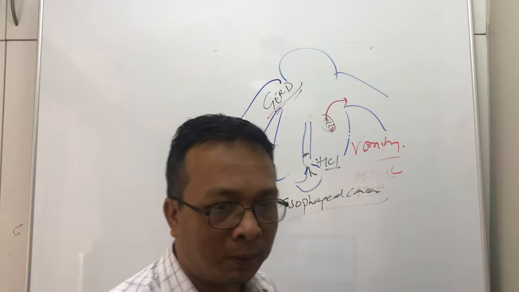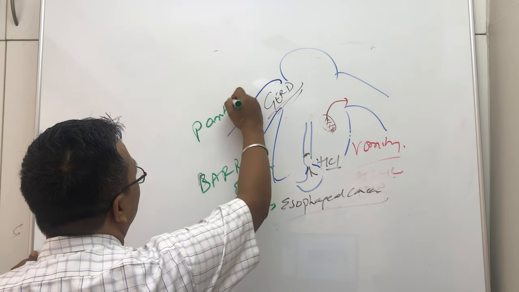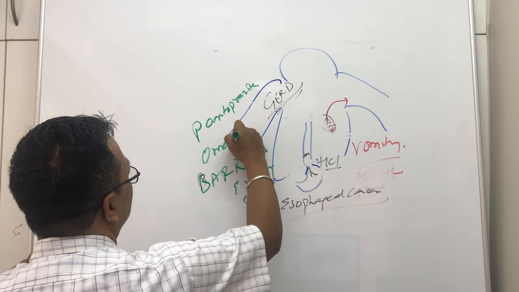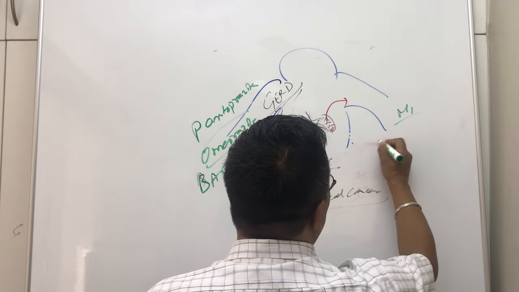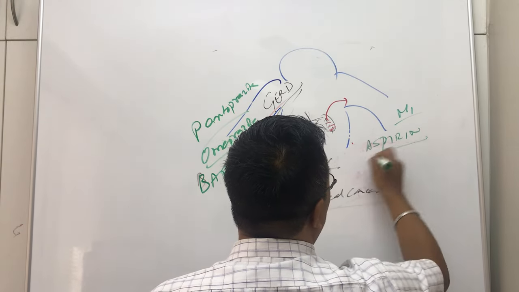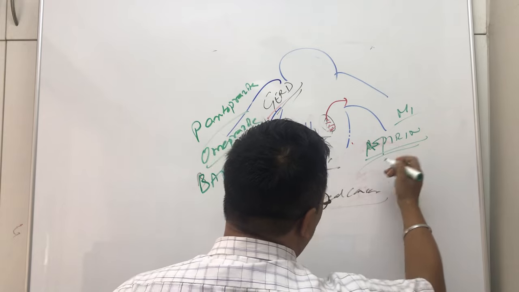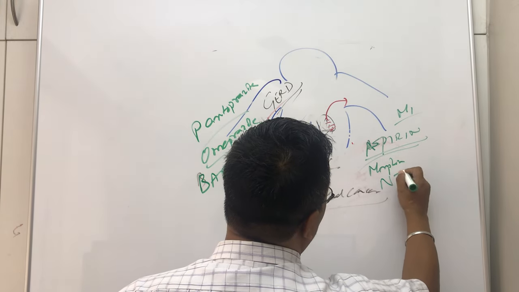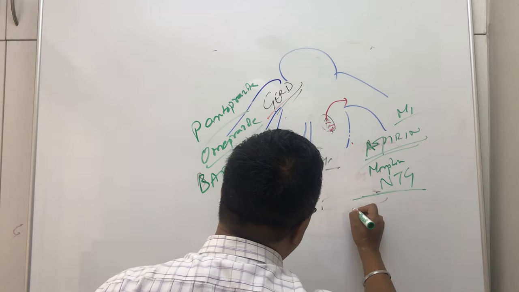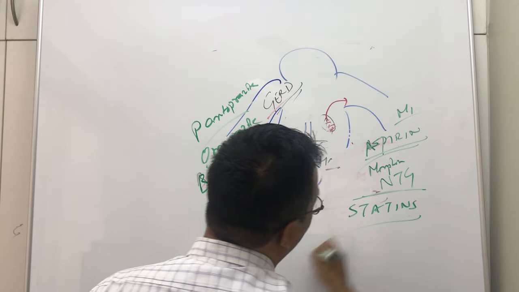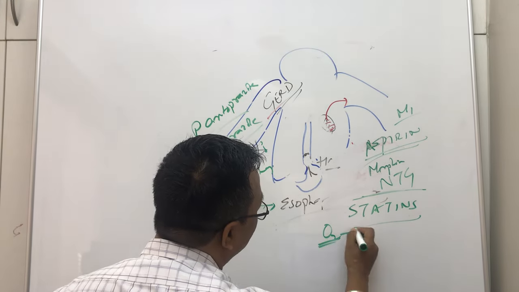In GERD, we give antacids and PPIs like pantoprazole and omeprazole. We give this type of drug in GERD to reduce the amount of acid. Whereas in MI, we give aspirin to destroy the clot, to destroy the fibrin cap. For the pain, we can give morphine or nitroglycerin, NTG. Okay, we give this type of drugs for MI, and to reduce the cholesterol, we give statins. If he has difficulty breathing, we supply oxygen.